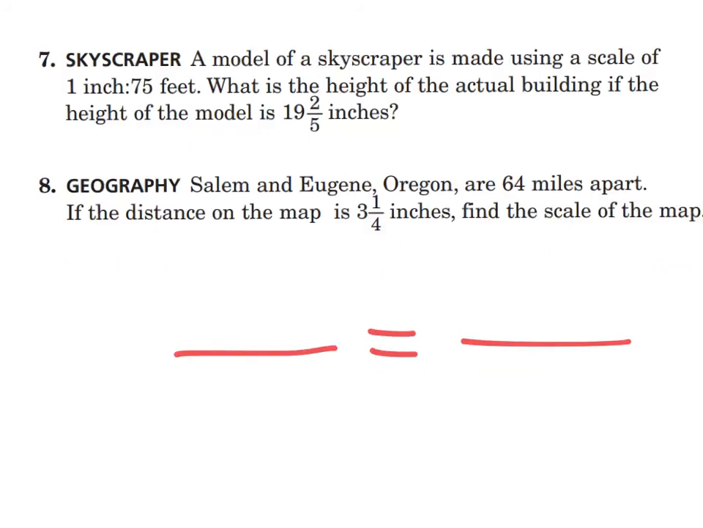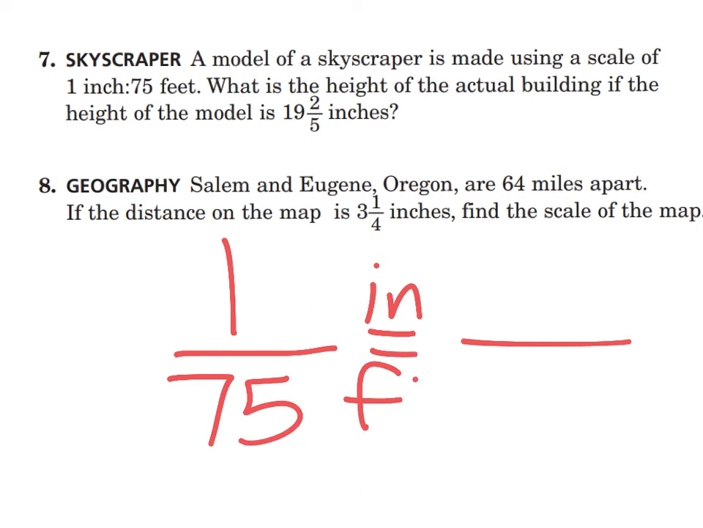Number 7 says, a model of a skyscraper is made using a scale of 1 inch to 75 feet. By the way, I haven't said this yet, and I will say it in my class a lot. When they give you a scale, they've given you half of your proportion. So 1 inch, 75 feet. They've given me half my proportion. Now, what I also know is that the actual of 75 feet is being shrunk to a changed of 1 inch. That's a significant shrink, right?